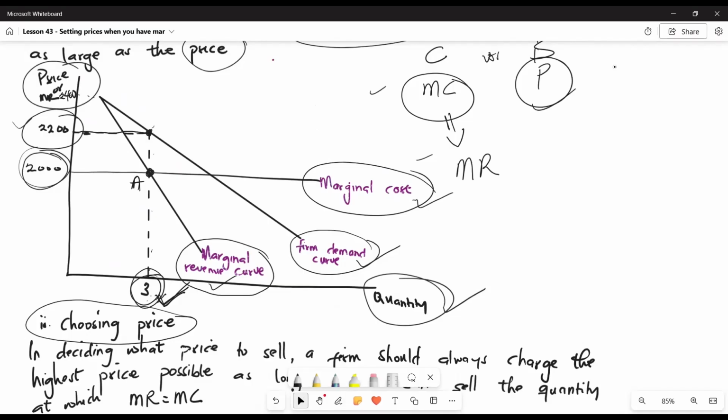So this is all that we have in our lesson on how firms choose quantity and how firms choose price when they have some market power. Our next lesson will be on the problem with market power.